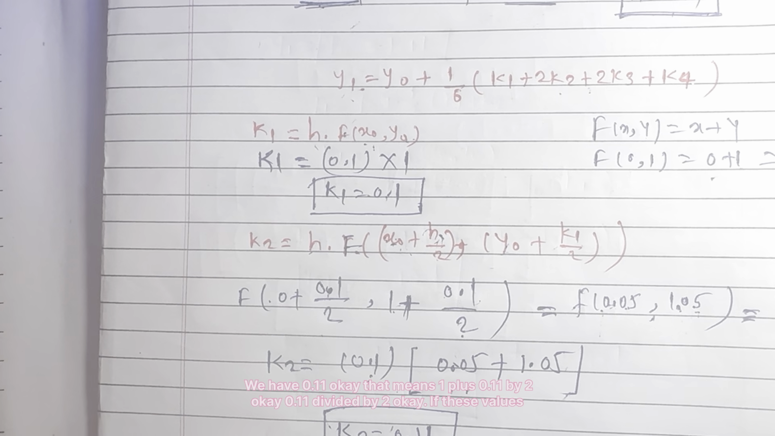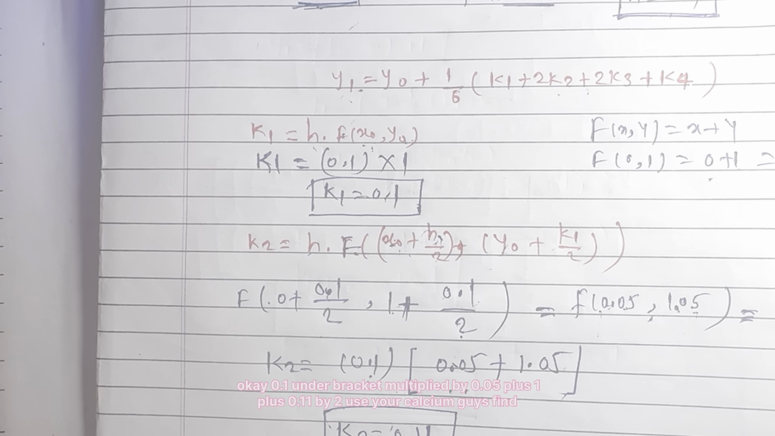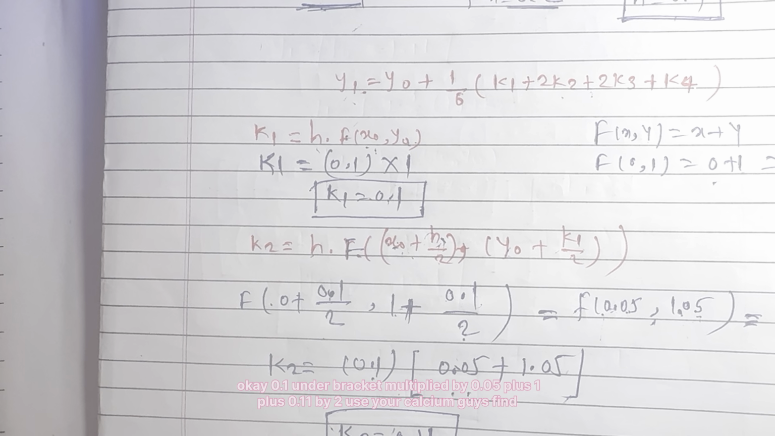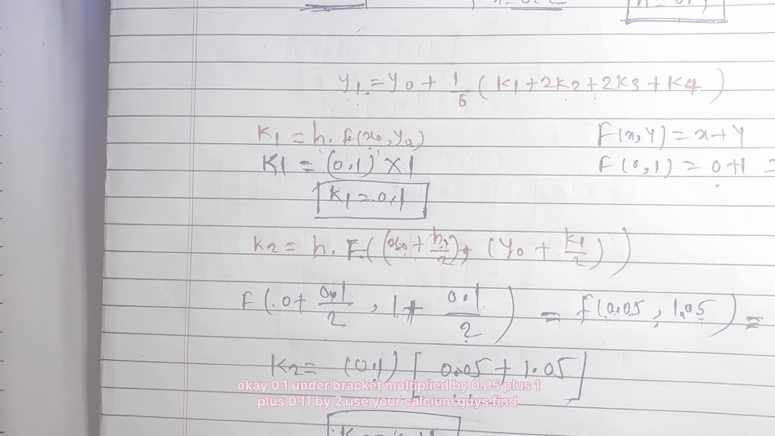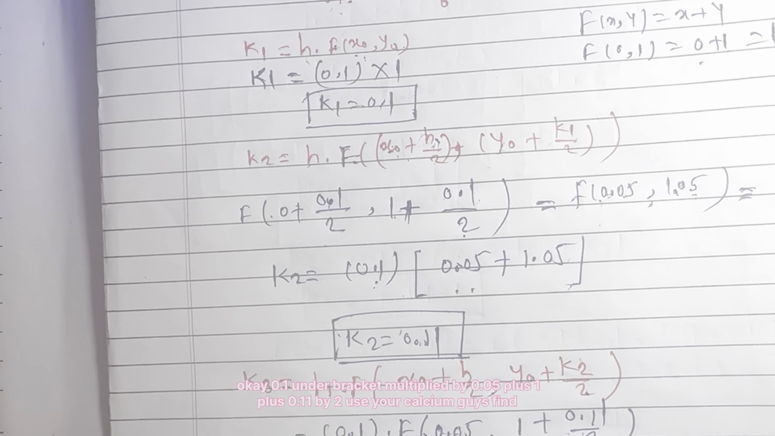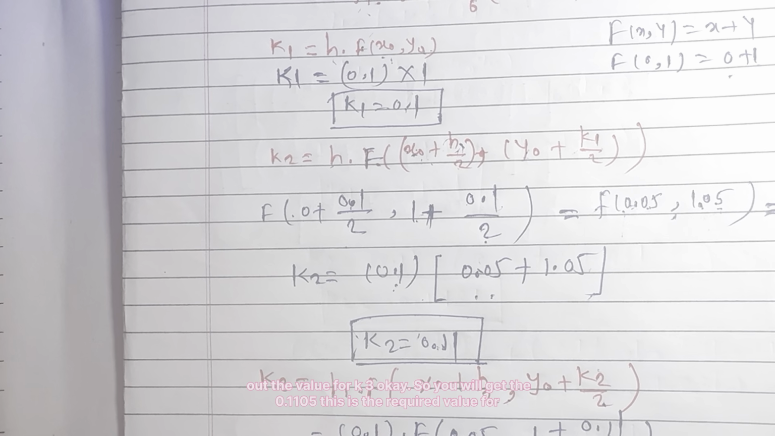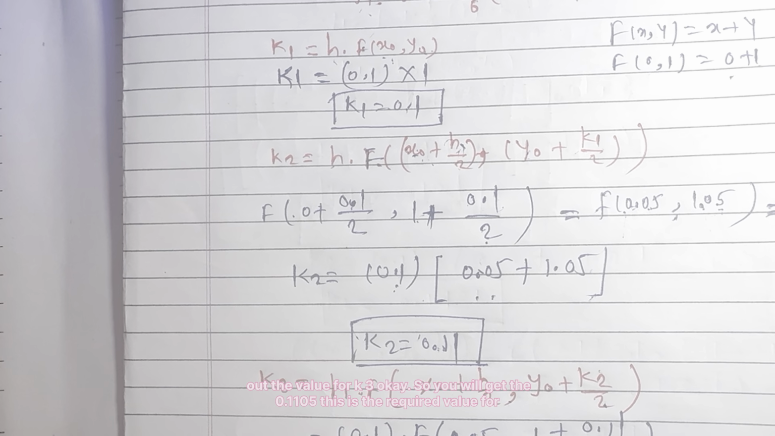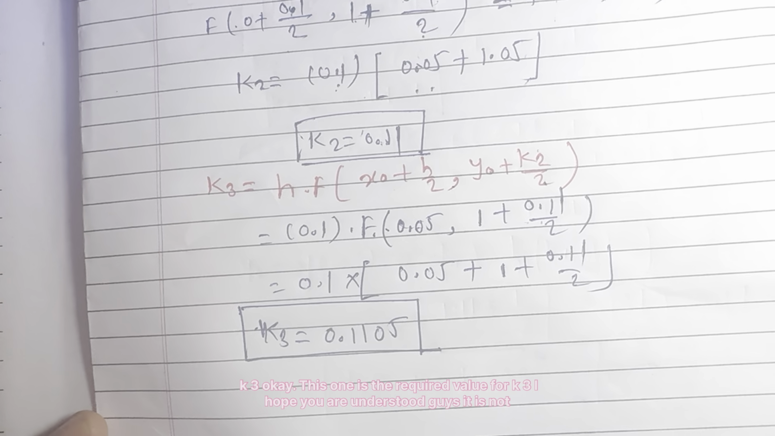Okay, put these values in. After putting in these values, if you add this one, 0.1 in brackets multiplied by 0.05 plus 1 plus 0.11 by 2, use your calculator, guys, to find the value for K3. So you will get 0.1105. This is the required value for K3.